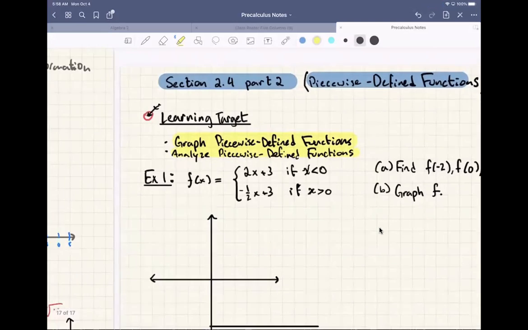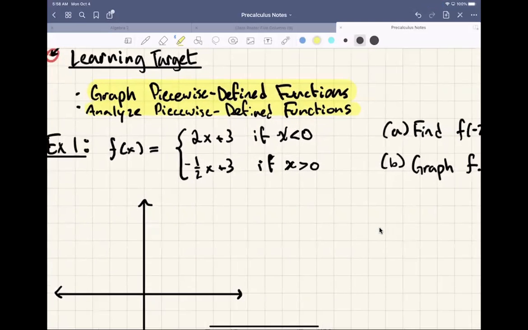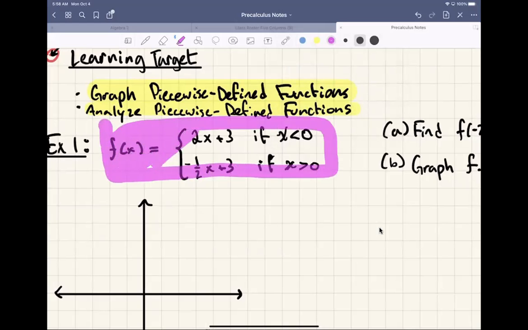So right here, you're going to notice we have a piecewise defined function, and it's a little bit different from the functions we're used to. You're going to get f of x is equal to this whole thing, right? It's equal to this whole thing. So what is this?